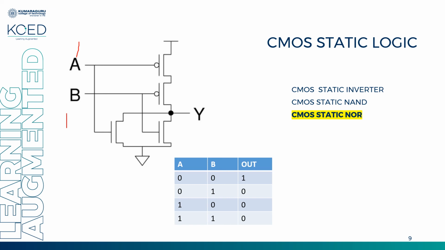If both inputs are 1, you make both NMOS turn on, and both the PMOS will remain in off condition. Okay, so both the PMOS in off condition, both the NMOS in on condition, all the voltage present at the output will move to ground.